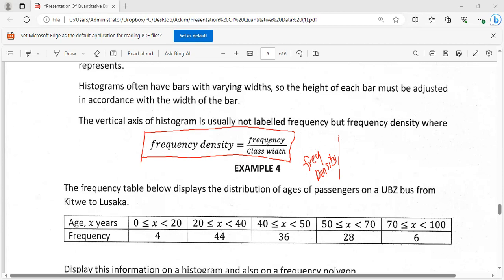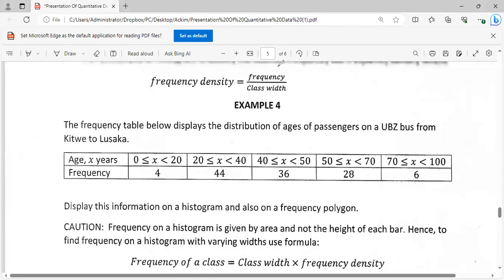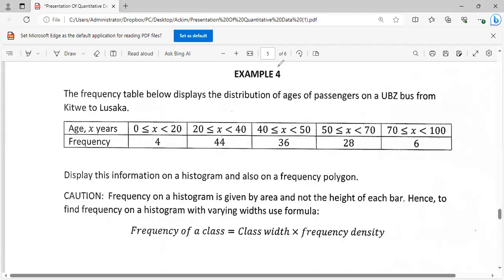So let's look at this example so that I explain what we are talking about when it comes to histograms. Example 4. The frequency table below displays the distribution of ages of passengers on the UBZ bus from Kitwe to Lusaka. Age x in years: 0 to 20, 20 to 40, 40 to 50, 50 to 70.